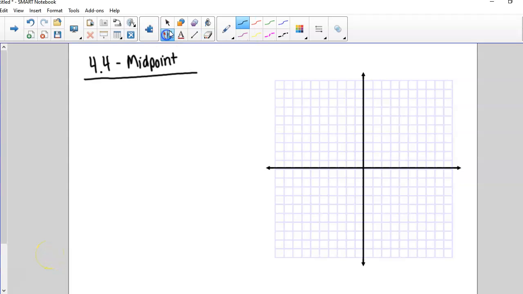Alright, today we're going to be looking at how to find the midpoint of a segment. And so the midpoint is really just what it sounds like. It's the point in the middle of a line, halfway between the 2 points.